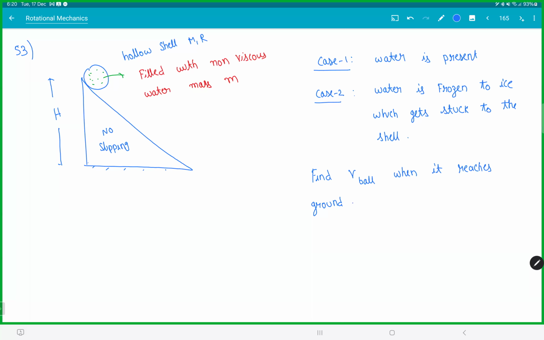Did anyone find out what's the difference? See, I'm telling you, you can't get root 2gh. Someone tells me the answer is root 3gh. Hmm. Root 6m plus mgh by 5m plus 3m. Yeah, that looks complex enough. Let's see what is the catch.